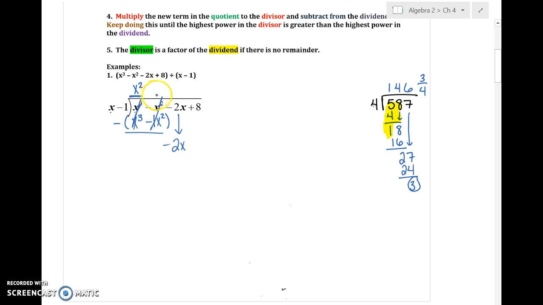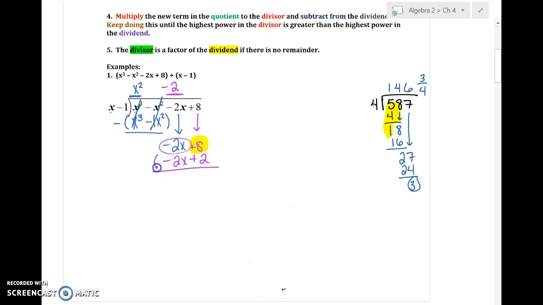X times what would give us negative 2x? Negative 2. And again, we're going to do negative 2 times x minus 1 and write it underneath. Negative 2 times x is negative 2x. Negative 2 times negative 1 is positive 2. Do you see this kind of naked hole right here? If you ever see something like that, just drag that 8 down also. That happened because both of our things in the first cycle canceled, which doesn't always happen.